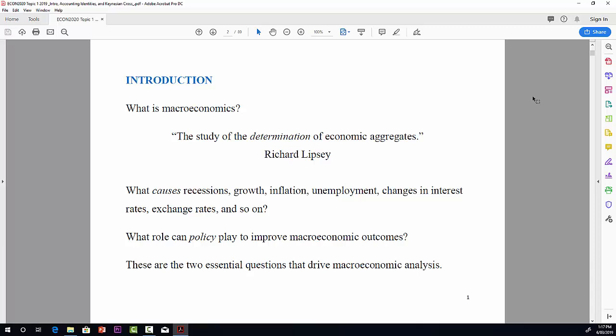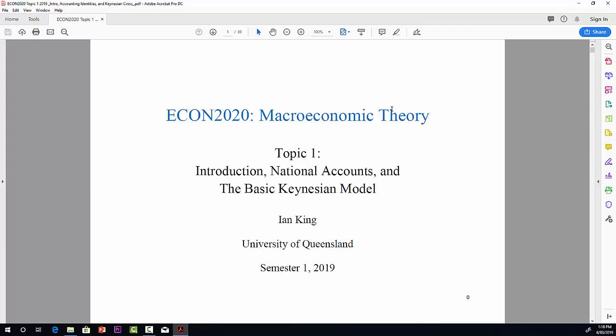Just conceptually, we're trying to explain things using theories and models. So there are really two questions that motivate macroeconomics for the most part. First of all, what causes recessions? And what causes growth, inflation, unemployment, changes in the interest rate, exchange rates, and so on? These are all macroeconomic variables. What causes them to change? And secondly, what role can policy, in particular government policy, play to improve macroeconomic outcomes so that we're in a better world than we'd be otherwise? So these are, I say, the two essential questions that are driving macroeconomic analysis.